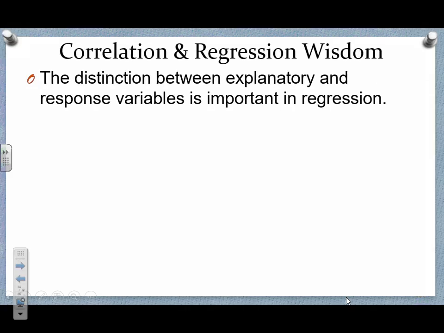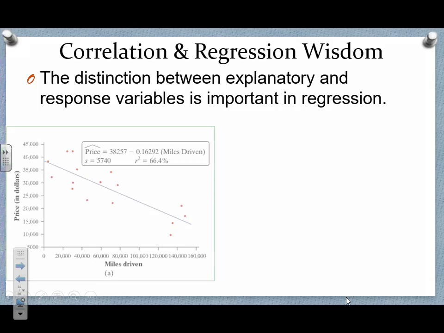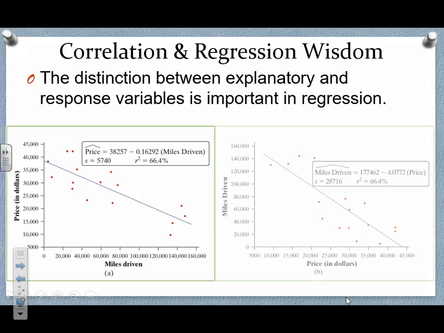Last thing, just some last minute review stuff. The distinction between explanatory and response variables is very important. So we talked about that last week. Once we start looking at regression lines, knowing which one's explanatory, knowing which one's response is going to be very important, because when we calculate our regression lines, if we flip-flop, we're going to be changing correlation not at all. So flip-flopping x and y doesn't change correlation, but it drastically changes the equation of our regression line.